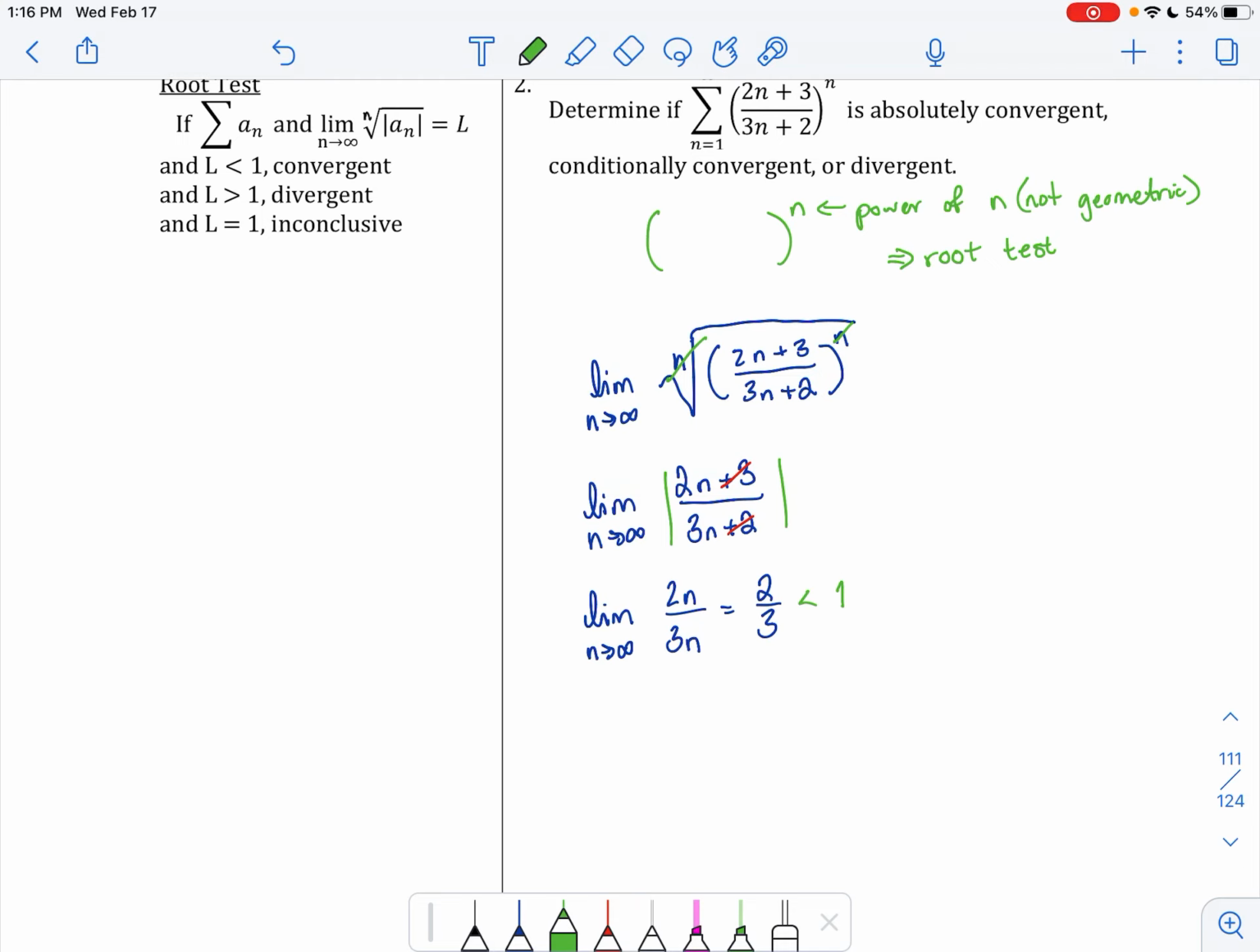2/3 is less than 1. So using the root test, that means that the series is convergent. And it's absolutely convergent again because we don't have to worry about any alternating section here. So absolutely convergent. Here we've had an example of both.